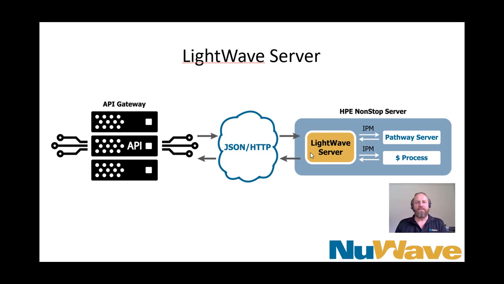The API gateway sends a REST request up to the NonStop, where Lightwave Server receives the request and converts it into the PIN verify IPM request and sends that into the NonStop application. Note that this IPM will be of a format already supported by the backend application, hence the backend application will need no changes. The NonStop application checks the PIN and returns the response back to Lightwave Server, which formats that response and sends it back to the API gateway as a REST response.